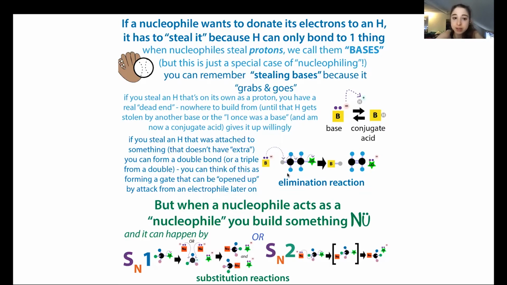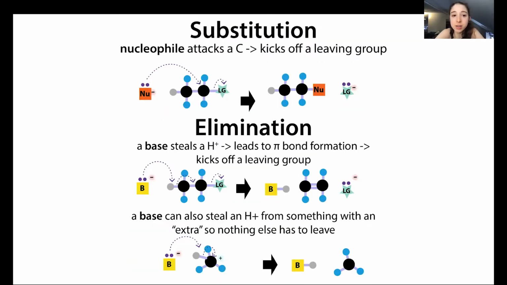So these are both instances of acting as a quote unquote base. If something acts as a quote unquote nucleophile, this can happen in a couple of different ways. You get a substitution reaction. It's the same sort of thing, but in this case you're adding on rather than just taking, and you're not forming that double bond. There are different ways to do it. If a nucleophile attacks a carbon and kicks off a leaving group, then we get a substitution reaction. We take in this and kick off one thing, and now we've made something new.